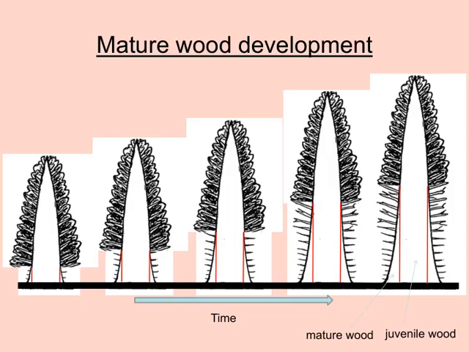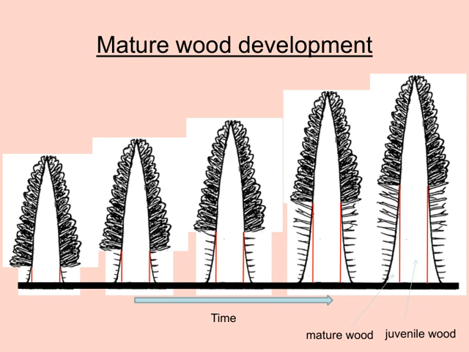Let's take a closer look at mature wood development. As trees grow, they go through different stages, starting with juvenile wood. This is the early phase, where the wood is still developing its structure and properties. Over time, as the tree matures, it transitions into mature wood. This mature phase is really important because it determines much of the wood's strength, stability, and overall quality.